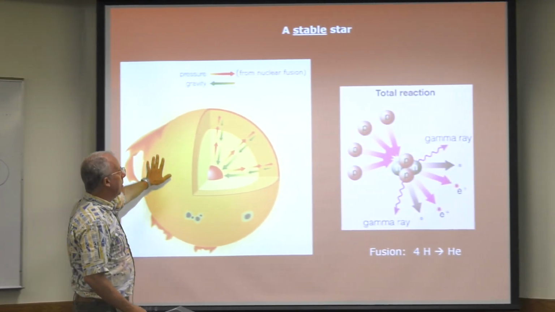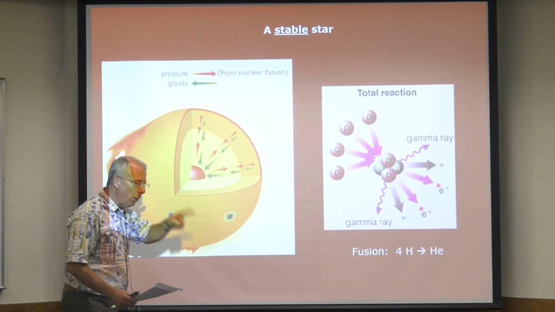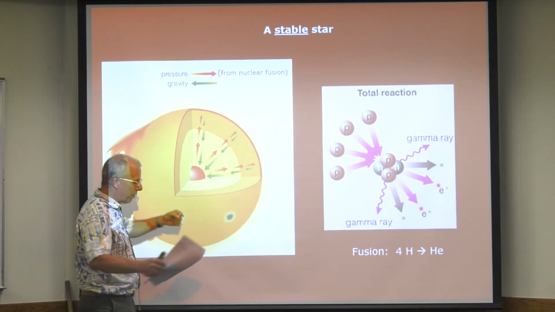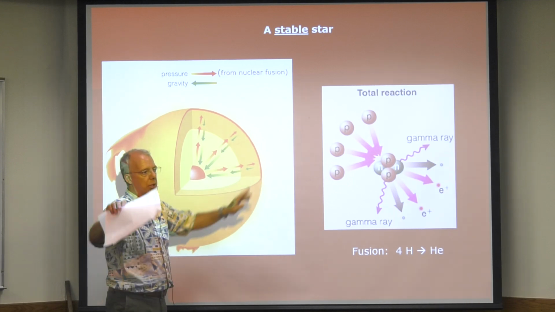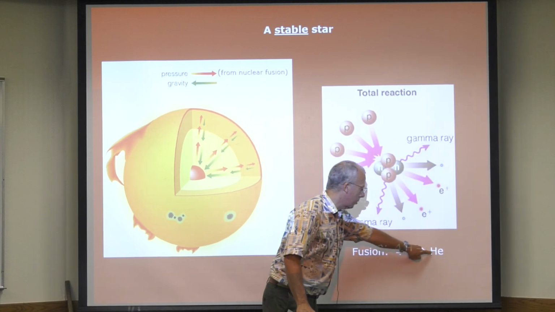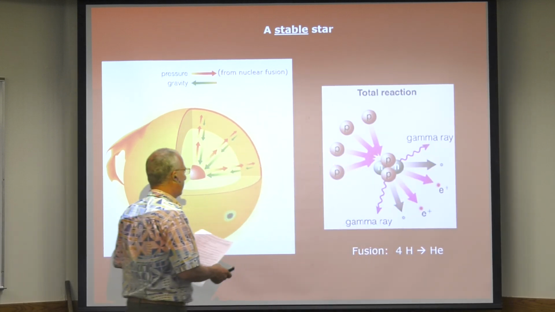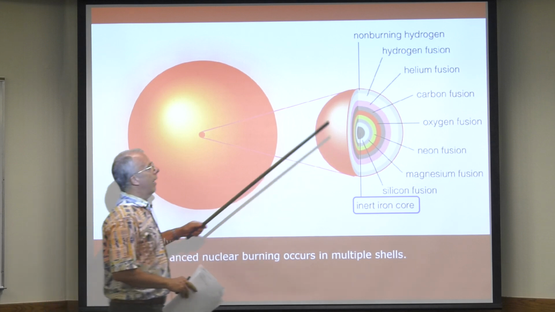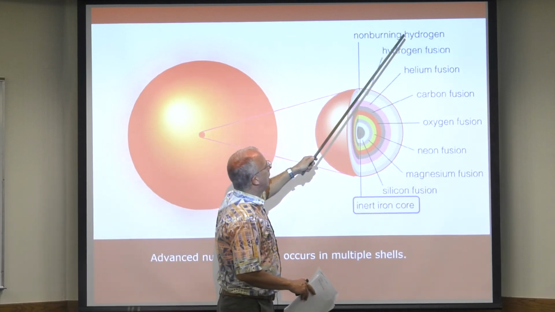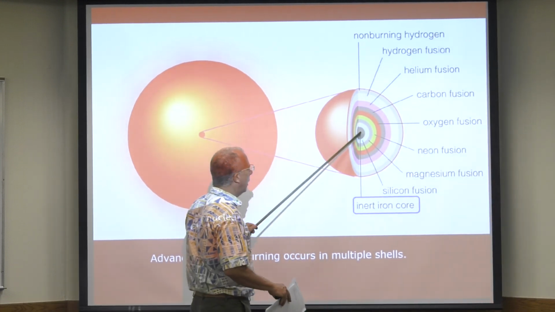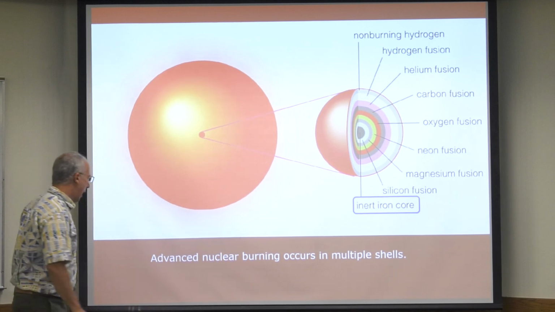So here's a stable star. Fusion has begun, and you have the gravity forces compressing the star, fusion pushing out, so it's stable. So here's fusion: 4 protons, or 4 hydrogens, goes to helium plus other stuff. Now, as I said, this is going to keep going through different stages. So you're going to have hydrogen, helium, carbon, oxygen, neon, magnesium, silicon, and eventually you're going to get this iron core.